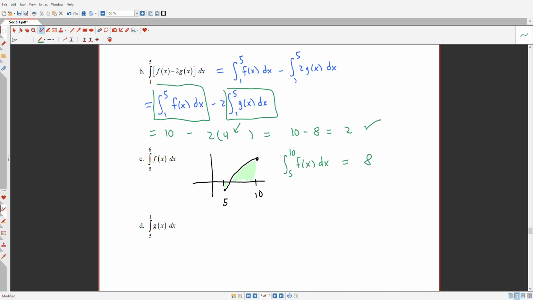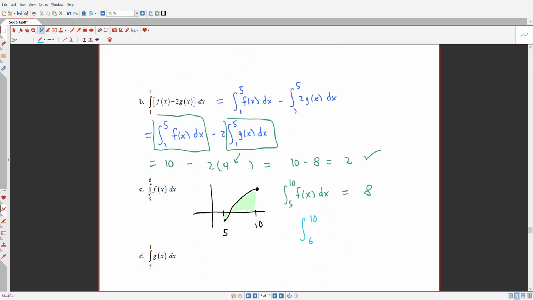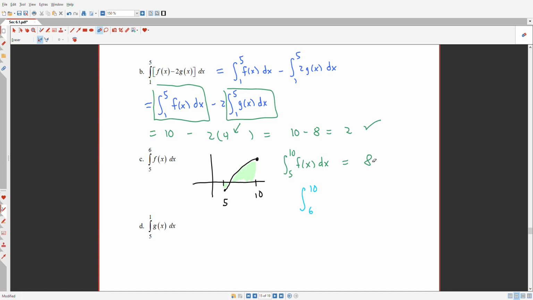But then they told me from 6 to 10, sorry, I said that wrong. They told me from 5 to 10, if I add up all that positive and negative area, I'll get 6. But then they told me from 6 to 10, if you add up the area, you'll get 8. So maybe in my picture, maybe this is where 6 is. So how do I figure out the area, the signed area, from 6 to 5?